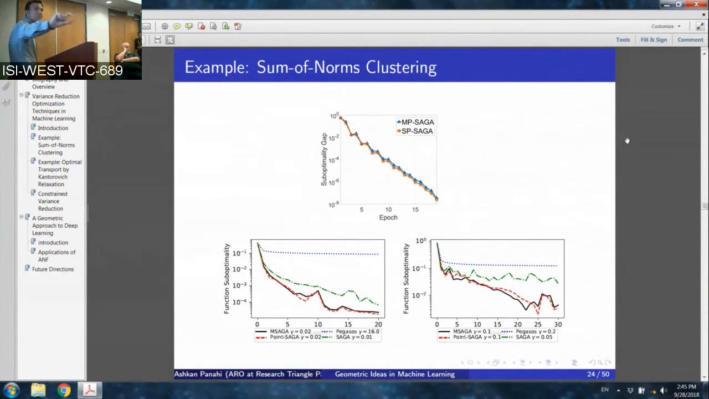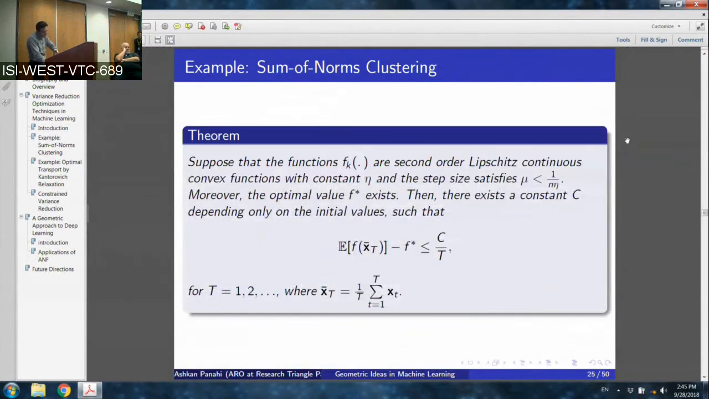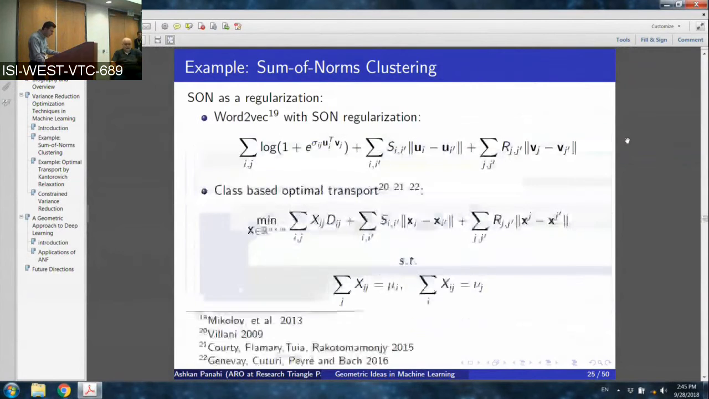So basically, if this axis is not epochs but the actual time, you will get a shift here, which reflects the faster iterations. Okay, so we could also theoretically prove that this is the same as Saga. Okay, so I'm going to just skip this part.